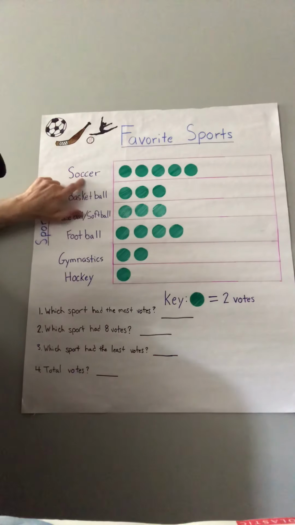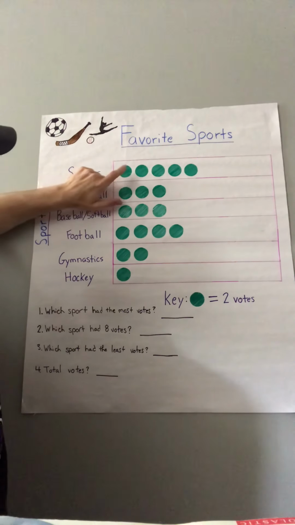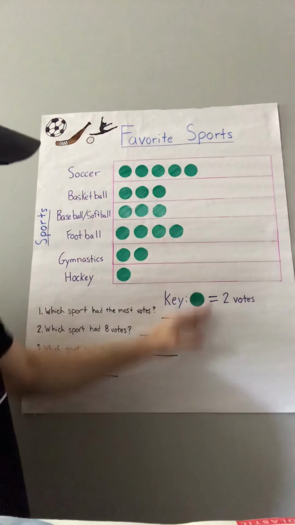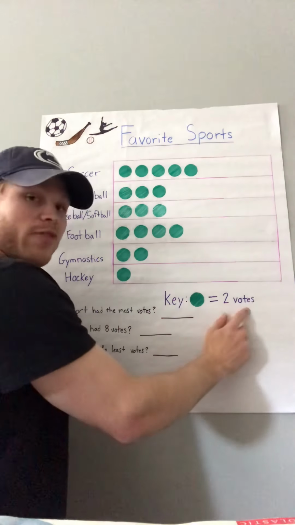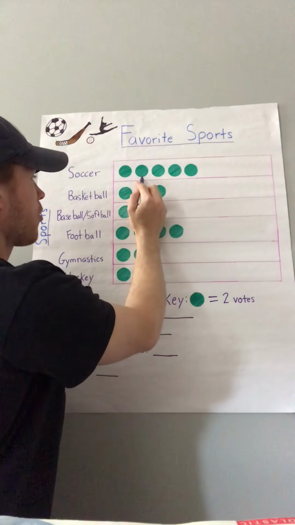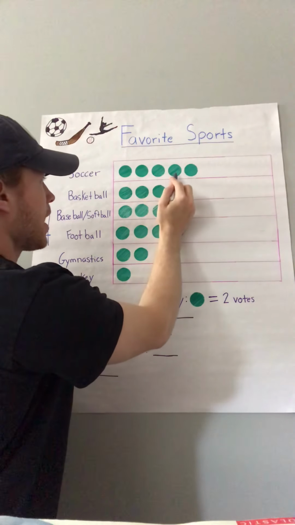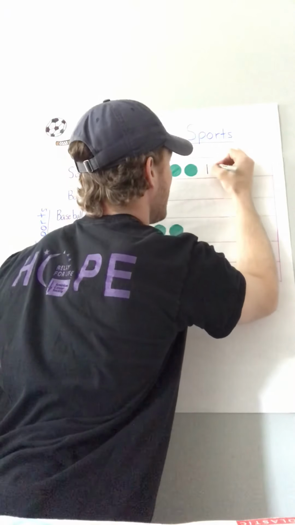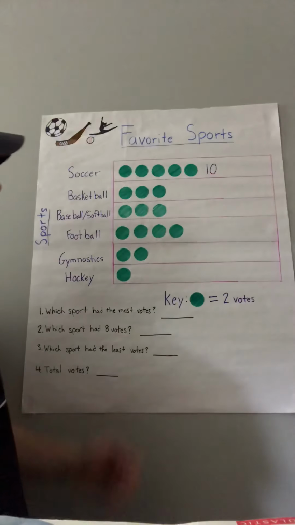So let's start up here at soccer. So soccer had 1, 2, 3, 4, 5. They have 5 total circles. Remember, each circle is 2 votes, so we're going to count by 2s. So 2, 4, 6, 8, 10. So soccer had 10 votes.